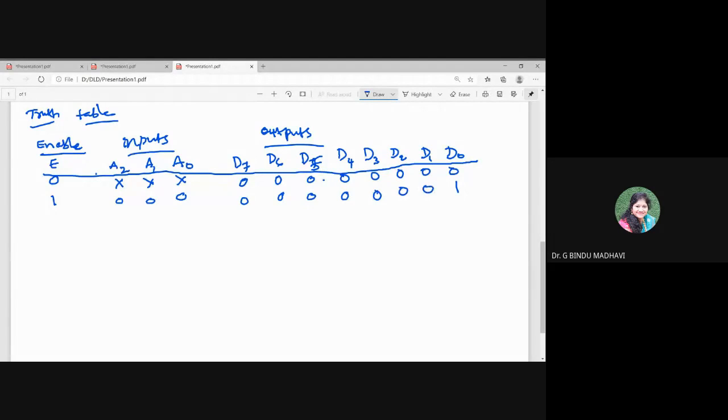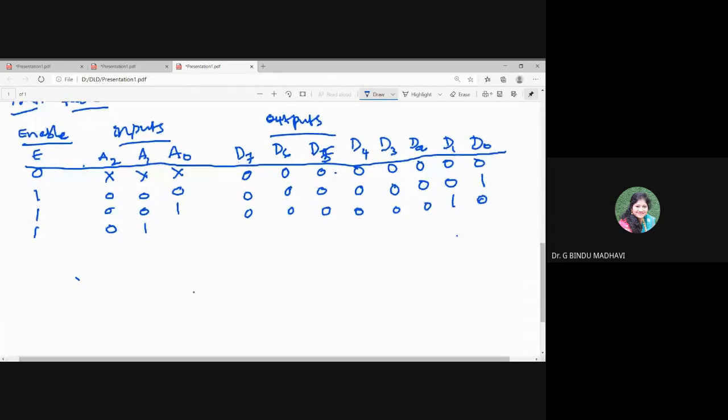Next. Again E equals 1. The next one is 0, 0, 1. So which output will be active? D1, ma'am. D1 is 1. Yes, remaining all are zeros. Like that, next one 0, 1, 0, D2. D2 will be active, remaining all are zeros.